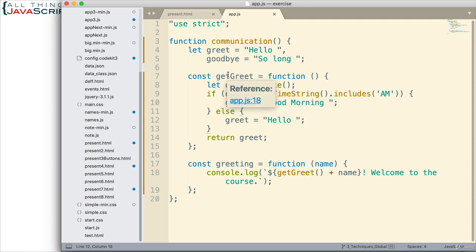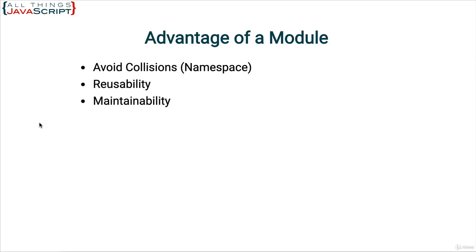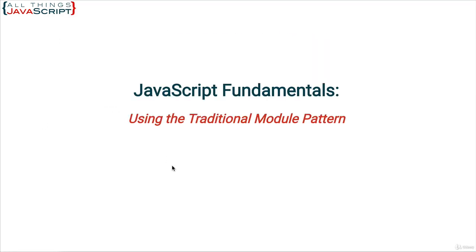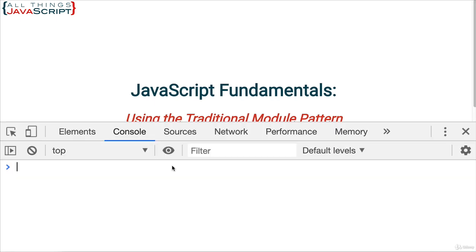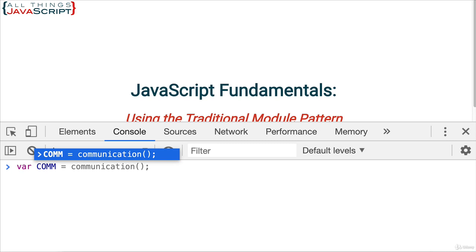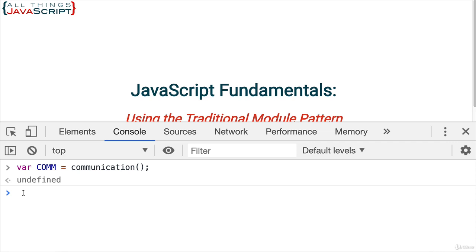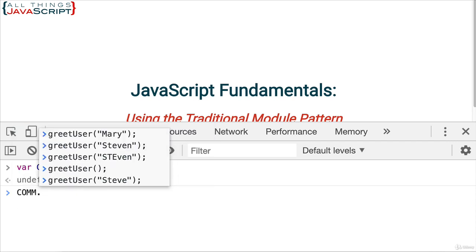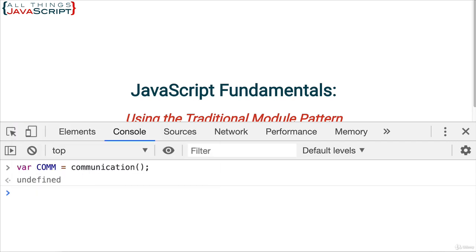All right, now as this is, it's not very usable. So for example, let me go out to the console here. And then I can create a global variable, and I can invoke the communication function, and it will cause everything inside that function to be set up. However, I don't have access to it. I can't get to that stuff. There's no way I can use those.